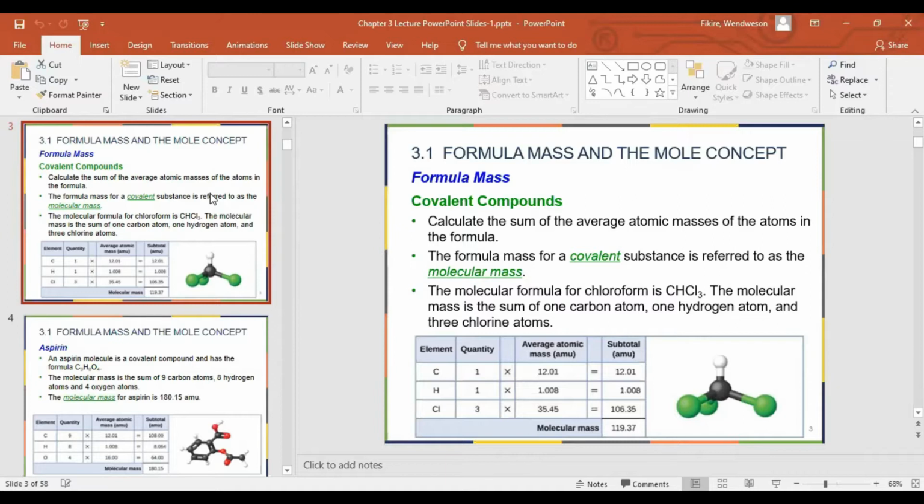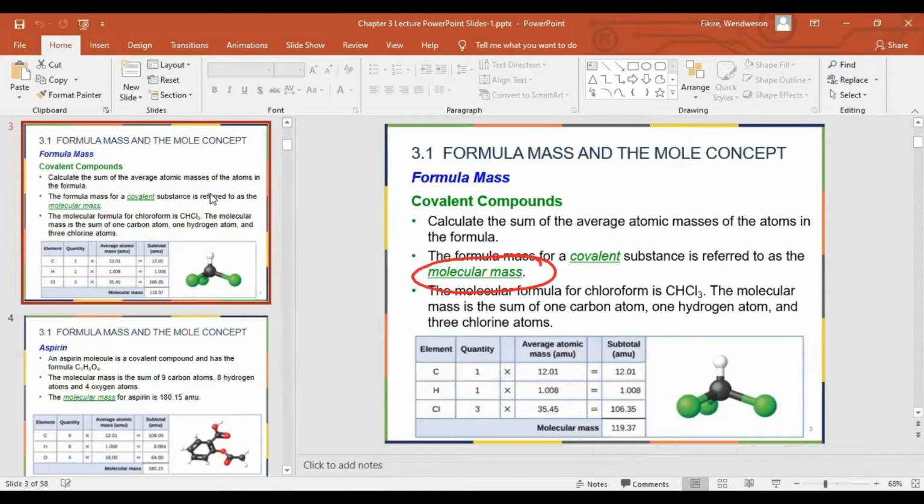But we're going to see their quantitative value here with the covalent compounds. There is a term that we use, molecular mass versus formula mass. A molecular mass is used for calculating a covalent substance. The formula mass for a covalent substance is referred to as molecular mass.